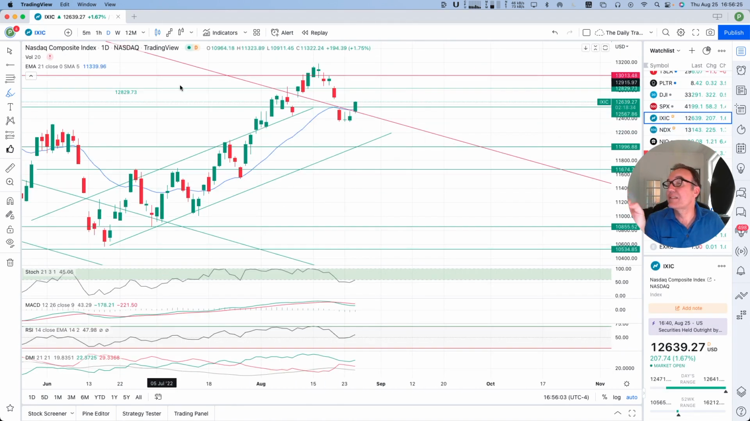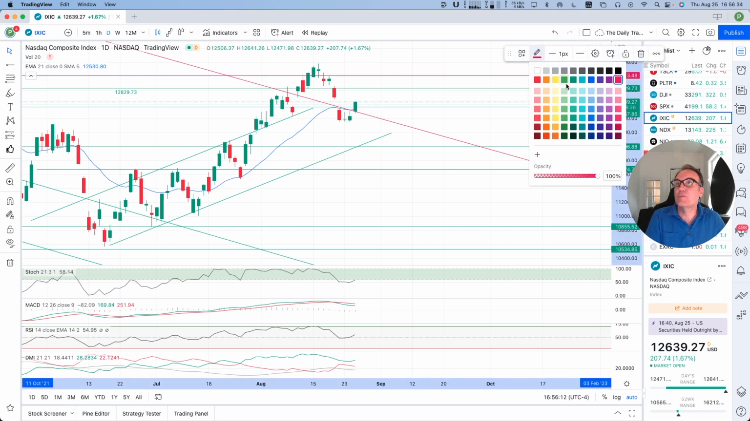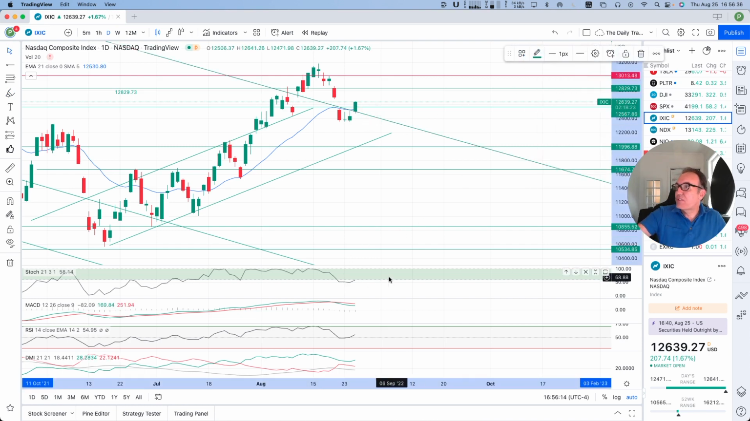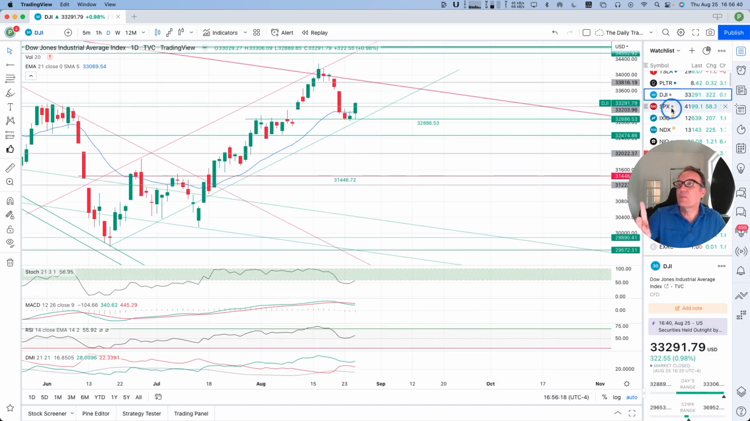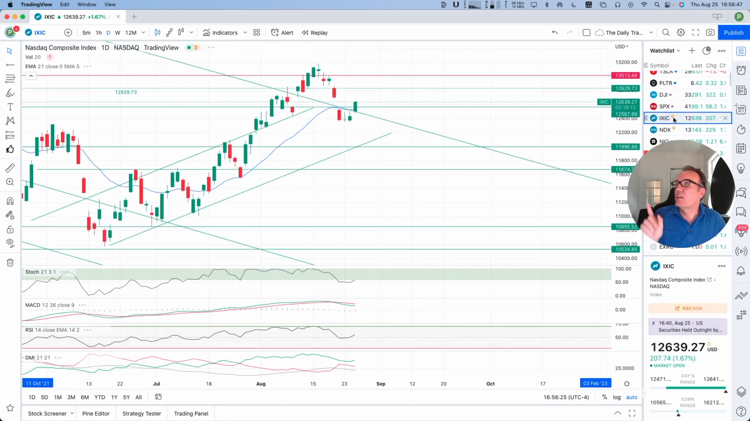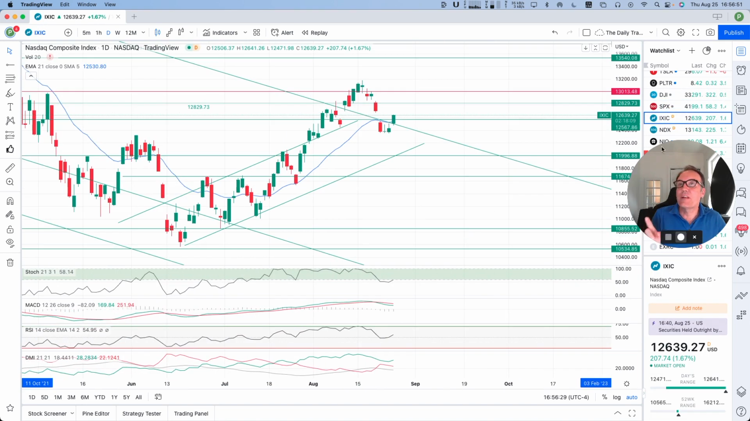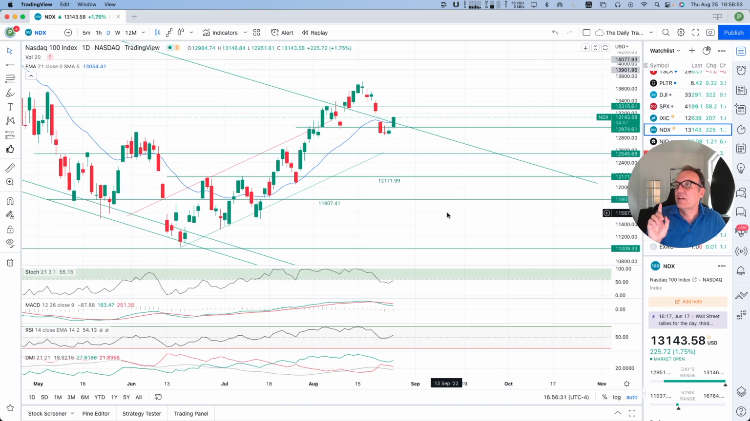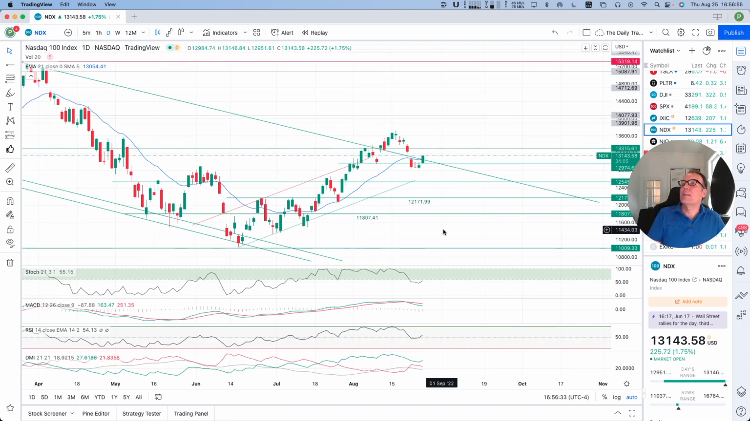Same thing for NASDAQ Composite. Look at this. We are right smack on this resistance. So it has now become support. We don't have stochastic back over 60 yet. Do we have it? No, we don't have it on Dow Jones. We do have it for S&P 500. We don't have it yet for NASDAQ Composite, and we don't have it yet for NASDAQ 100.